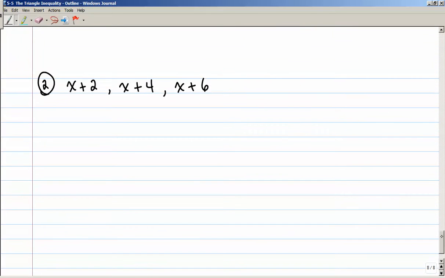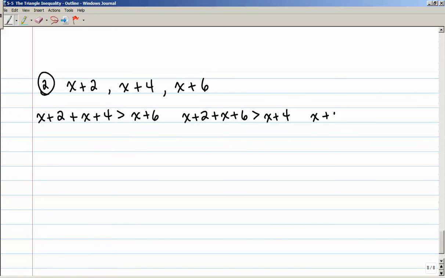And our last example, if the three sides of the triangle are x plus 2, x plus 4, and x plus 6, then x plus 2 plus x plus 4 is greater than x plus 6. X plus 2 plus x plus 6 is greater than x plus 4. And x plus 4 plus x plus 6 is greater than x plus 2.